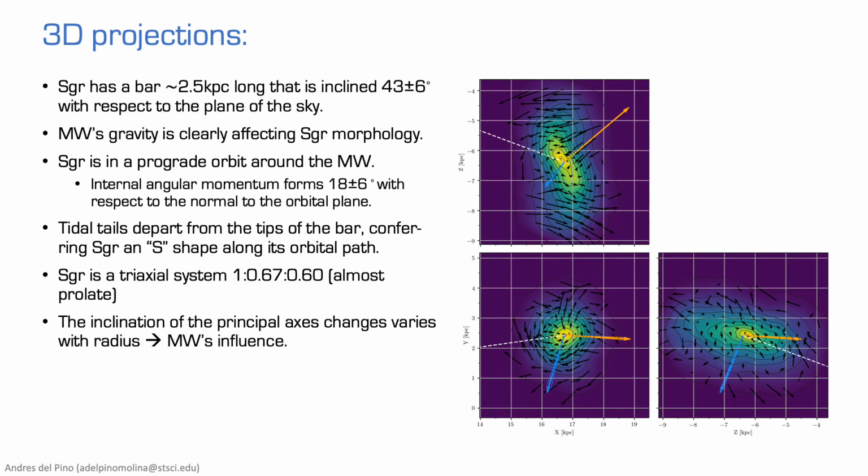If we project this view in 3 different planes, we can explore these details a bit more. Here, you see an exploded cube representing the projected view of Sagittarius in galactocentric coordinates. We found that the bar is approximately 2.5 kpc long and that it's inclined 43 degrees with respect to the plane of the sky. The galaxy is a triaxial system, with its longest axis aligned with the bar. However, tidal forces exerted by the Milky Way are disrupting and shearing Sagittarius, and the inclination of such axis changes depending on the considered radius.